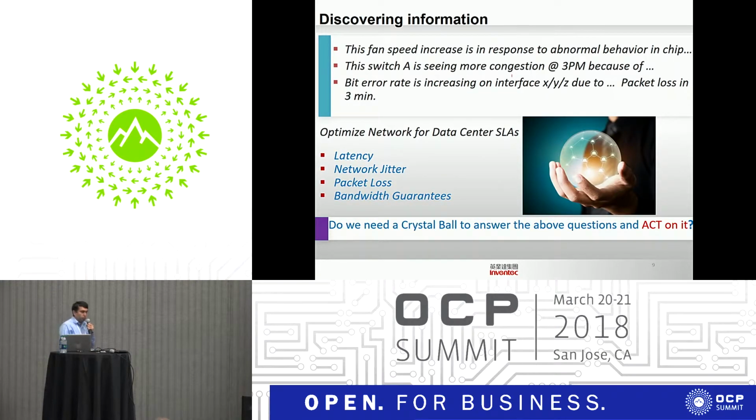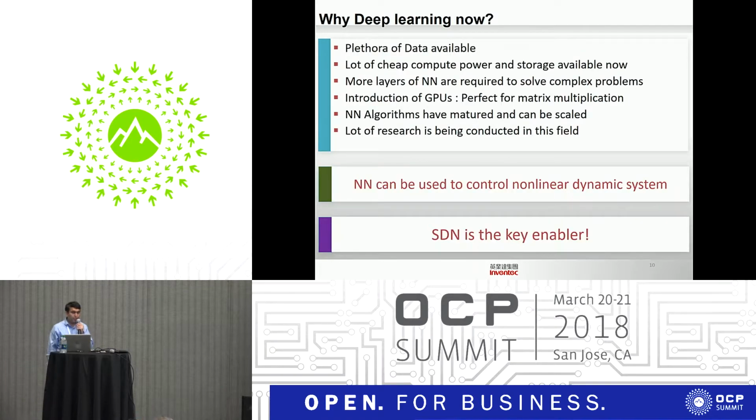Now, we want to go a little bit further. Once we look at this, we see that the data center SLAs are looking for network delay, network jitter, and packet loss. But if we want to get more information, can we get it? Currently, the way we are looking at this telemetry, we are not getting it. But there are ways where we can add some more information through deep learning.